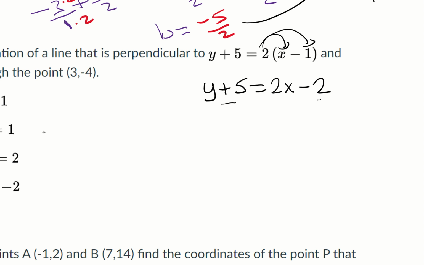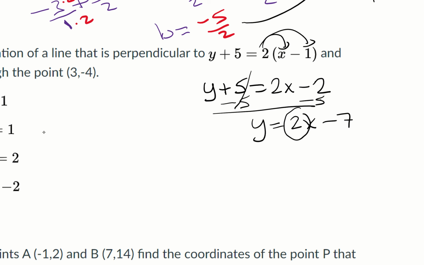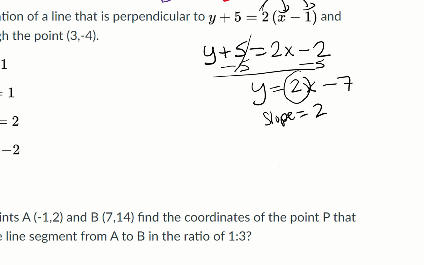Now we want to solve for y, so I'm going to go ahead and subtract 5 on both sides to get y by itself. So we got negative 2 minus 5 is negative 7. Okay, so we got this in mx plus b. The slope here is 2, right? Just by looking at it. The slope is the number in front of x whenever you put it in this form.